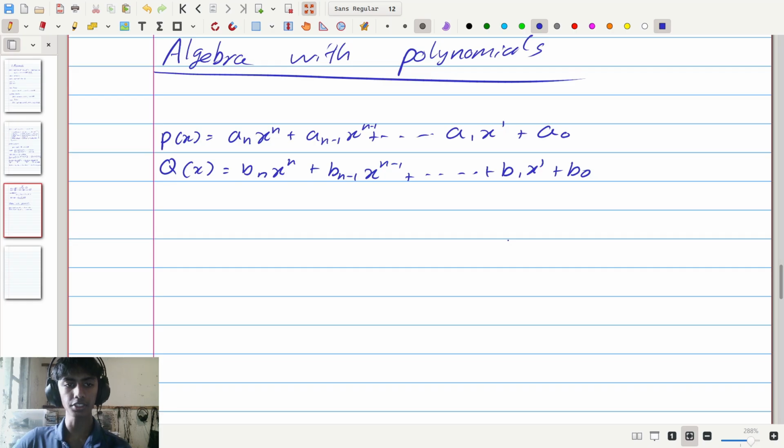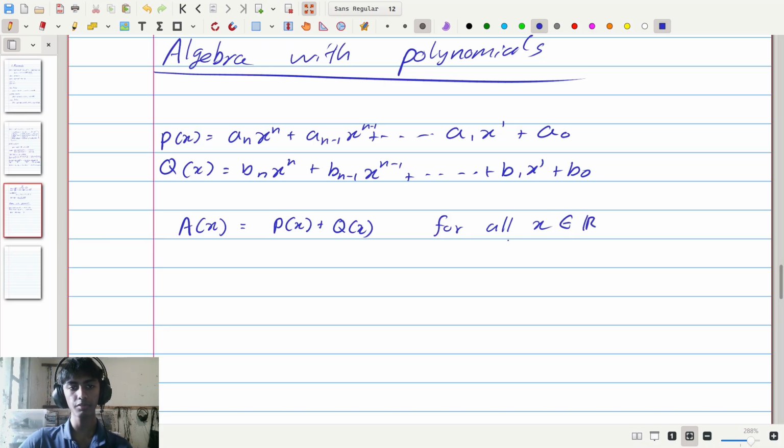Let's define another function which I'll call a of x and say that this function is equal to p of x plus q of x. And let's get a notion for what this means. This means that whatever a of x is, it is the same as taking p of x and adding q of x to it. So for all x, this is true. For all x in the real numbers, this first condition is true. If this is the case, then this means that a of x is equal to this thing plus this thing.